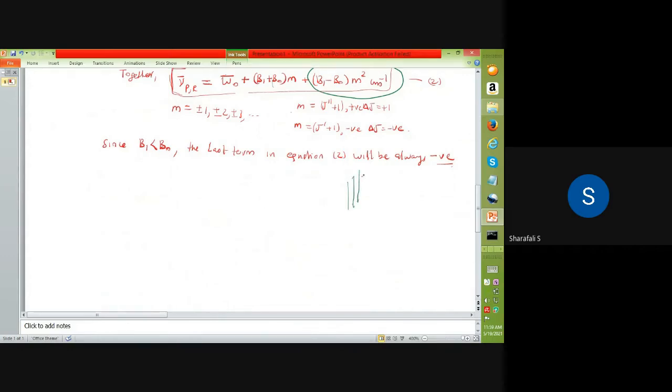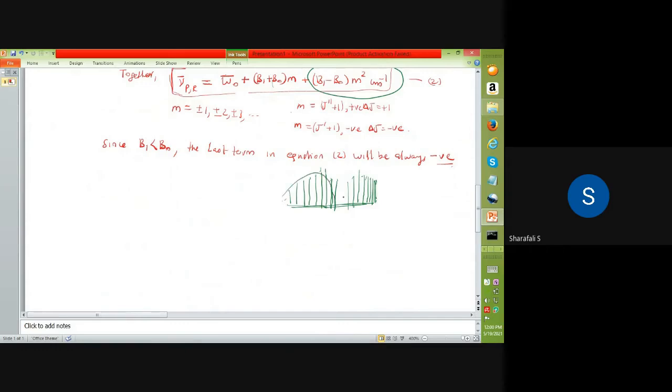So the separation is getting reduced like this. But on the P side, the separation will be increasing. So this side we will have an increase. We already discussed this in the last class for carbon monoxide.